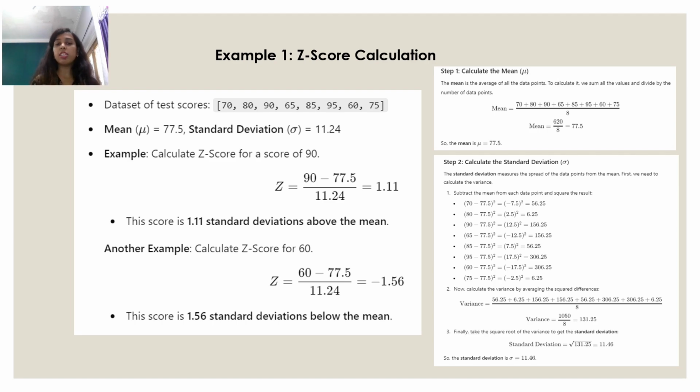Next, we will calculate the z-score for a score of 90. The data point is 90, so 90 minus the mean, which is 77.5, divided by the standard deviation, which is 11.24, and we will get 1.11. This score is 1.11 standard deviations above the mean. Another example, we will calculate the z-score for 60 and we will get minus 1.56 as the z-score. It is 1.56 standard deviations below the mean, making it a bit lower than the average score.